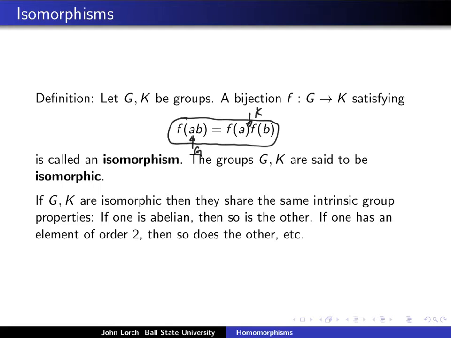So the thing to be thinking about here is that if two groups G and K are isomorphic, then they are in all essential ways the same group. That is, if one is abelian, then the other is abelian. If one has an element of order 2, then so does the other. The only differences between these groups are superficial differences, differences of labels, for instance. But all of the intrinsic properties that G has will also be possessed by K, and vice versa.